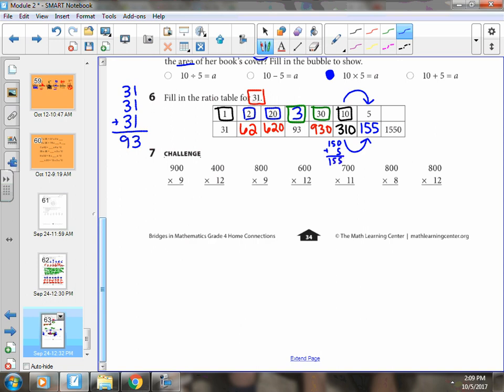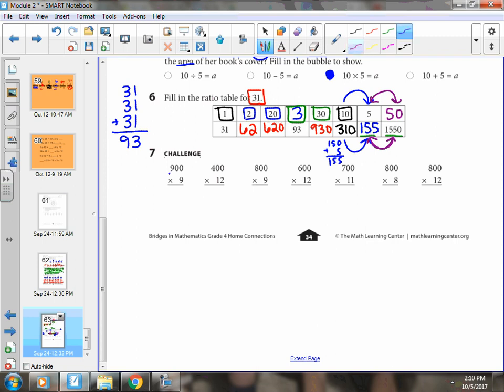Now, do you see the similarities between this and this? The only difference is one of them has a 0 in it, which means it's 10 times bigger. So if this is 10 times bigger than this, then this must be 10 times bigger than that. If 5 times 31 is 155, then 50 times 31 is the same thing but with a 0. So in this ratio table, the key was do the parts that you know, and that will help you figure out the parts that you don't know.